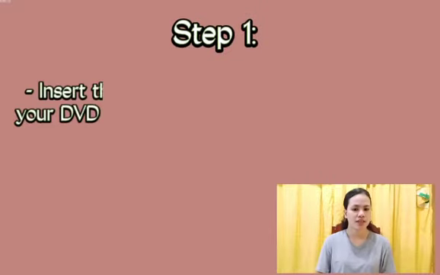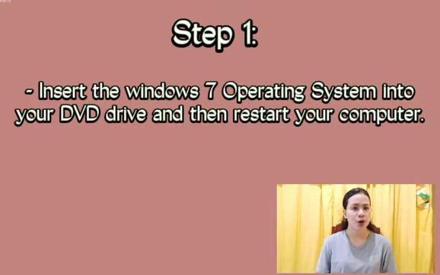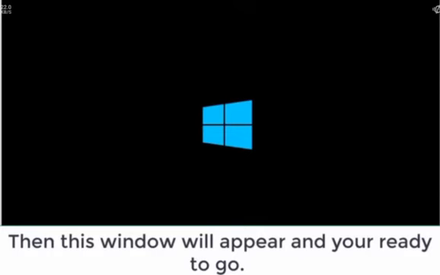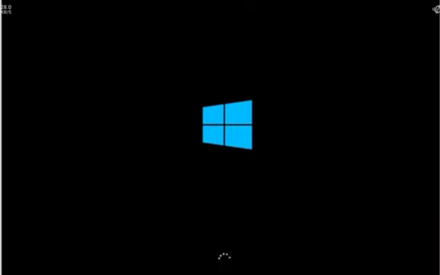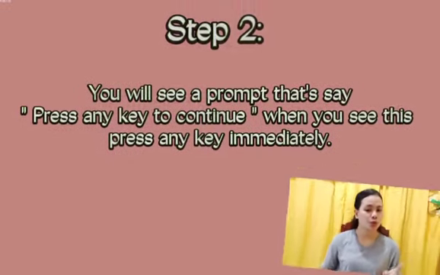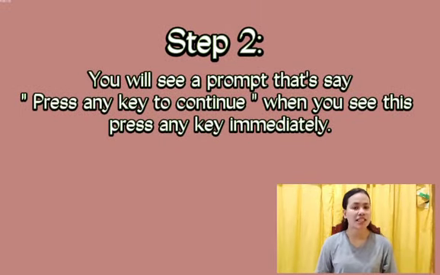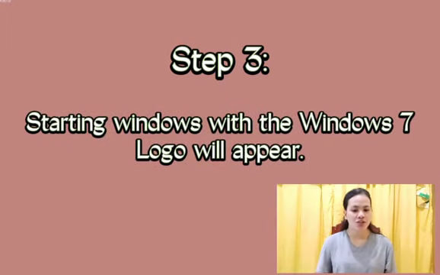Step 1. Insert the Windows 7 operating system disk into your DVD drive or USB port, and then restart your computer. Step 2. You will see a prompt that says "Press any key to continue." When you see this, press any key immediately. Step 3. Starting Windows with the Windows 7 logo will appear.